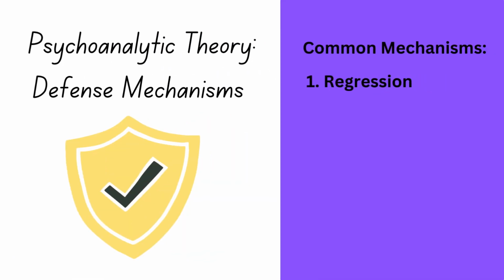Regression. When faced with stressful situations or anxiety, regression involves reverting back to earlier stages of development. It's like taking a step back to a more comfortable and familiar state. For example, an adult may exhibit childlike behaviors or seek parental comfort during times of stress.